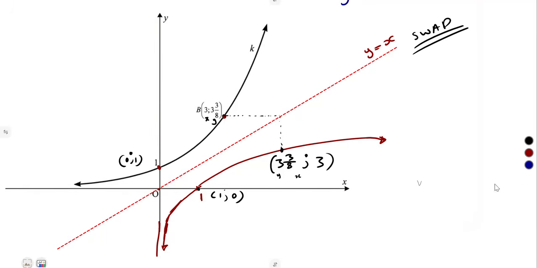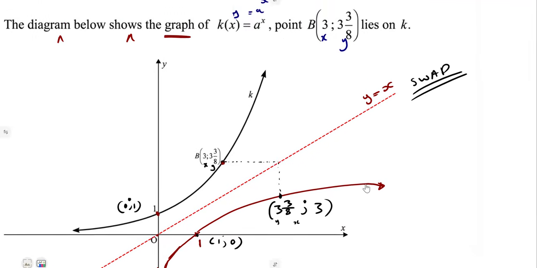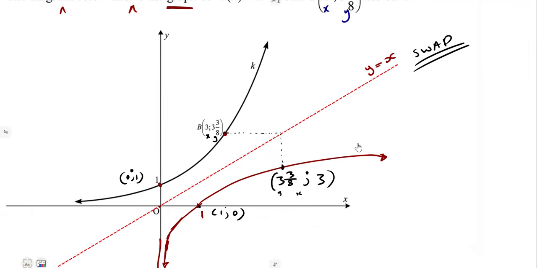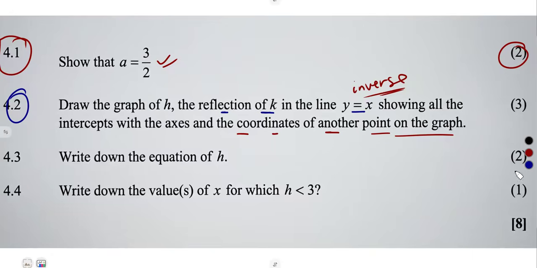All right, we want to consider another part here. I just used the original graph that we had before, no problem. Then 4.3, write down the equation of h.